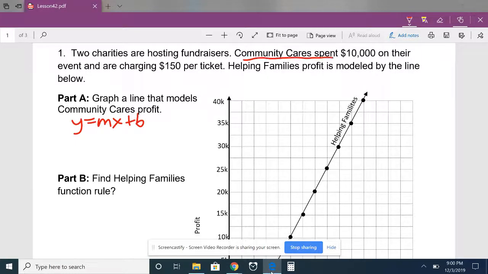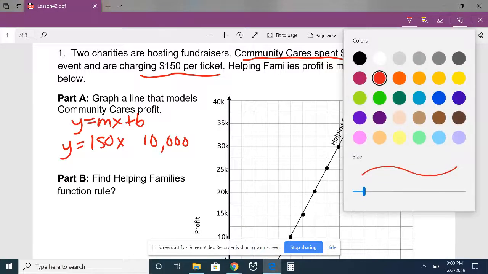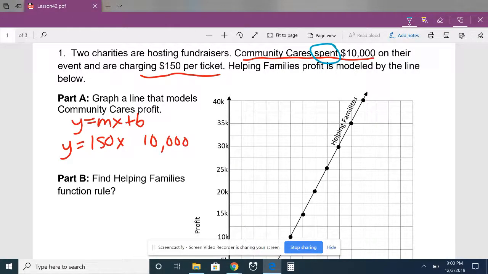Community Cares spend 10,000, so that means they start off with 10,000. And they are charging 150 per ticket. That's my rate. So 150x is my rate. Actually, it's not plus 10,000. Since they spent it, it's going to be minus 10,000. Now, let's try to graph that.